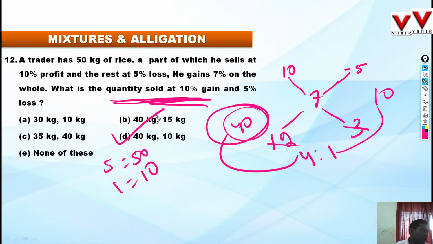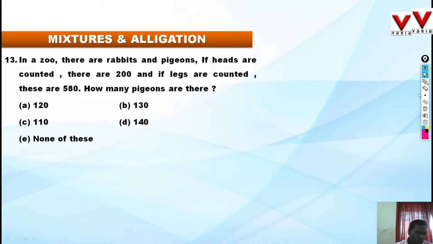Question number 13, from the mixture alligation chapter. All these questions are exam oriented and previous 5 years questions also. If you go to the SBI PO 2013 examination, you will get this question in the preliminary examination.